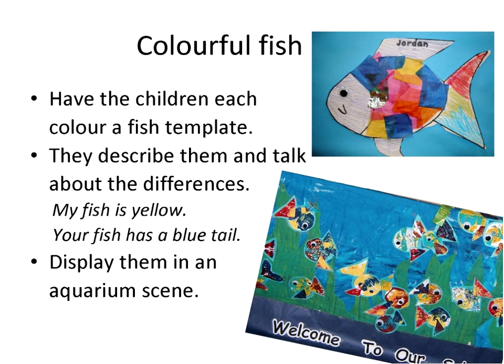This one, Colourful Fish, is really at the most basic level, perhaps to use with your 5- and 6-year-olds even. I give the children each a fish template to decorate however they wish, colouring or sticking papers and things on them. And then they describe their fish and talk about the differences. You can gear this towards the language you want them to use, whether it's colours or descriptions. So they might come up with things like, my fish is yellow, your fish has a blue tail, this kind of thing. And then we display them in an aquarium scene.